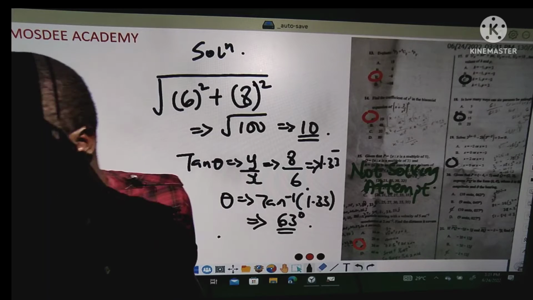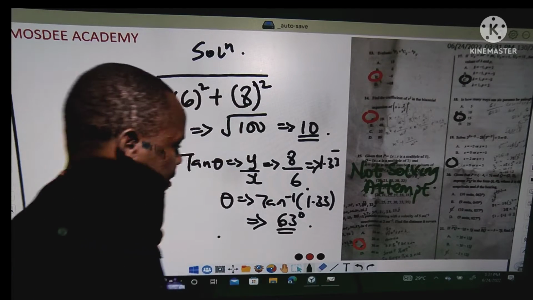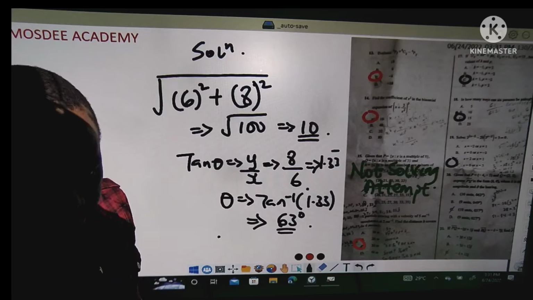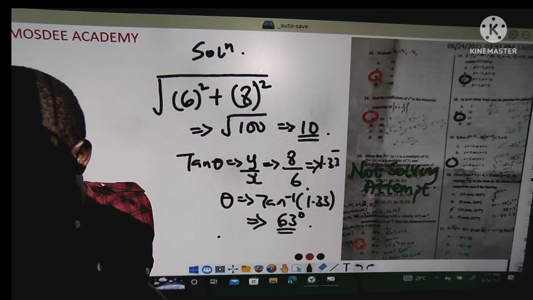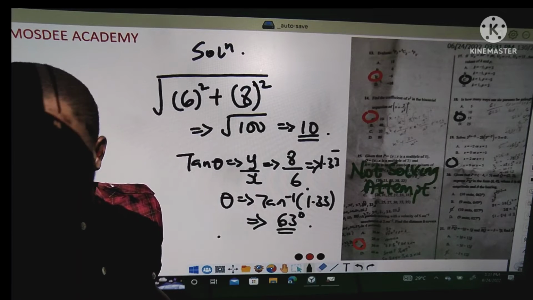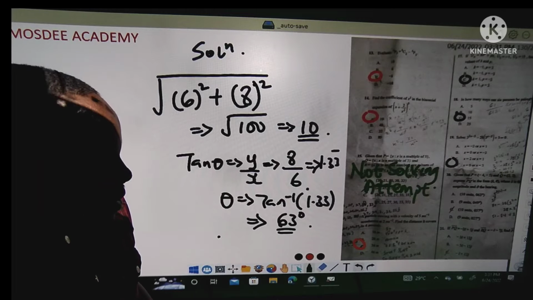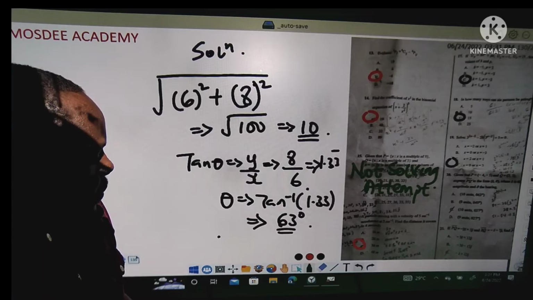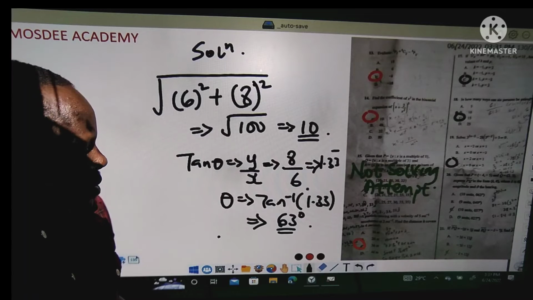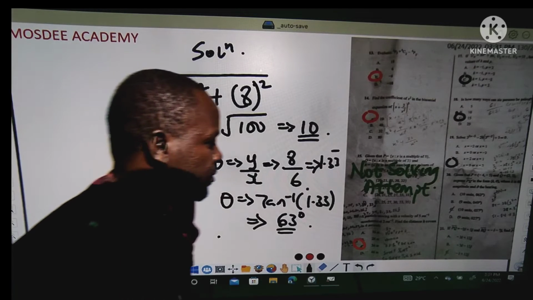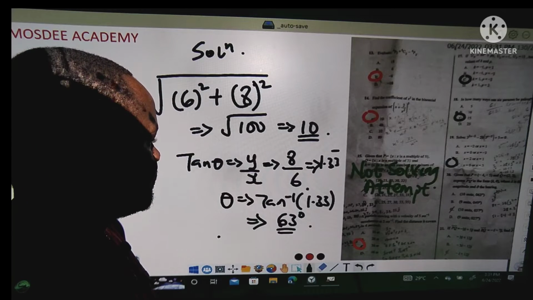I think I have a calculator. Admin, please help me with the calculator because there's no time. Arctan 1.33. It's on the table. Shift tan 53.06. 8 over 6. I'm not quite sure it's 53. We can try that. Is it 53 or 37?